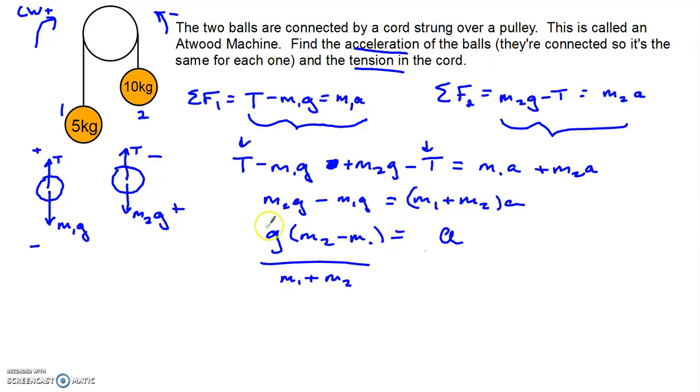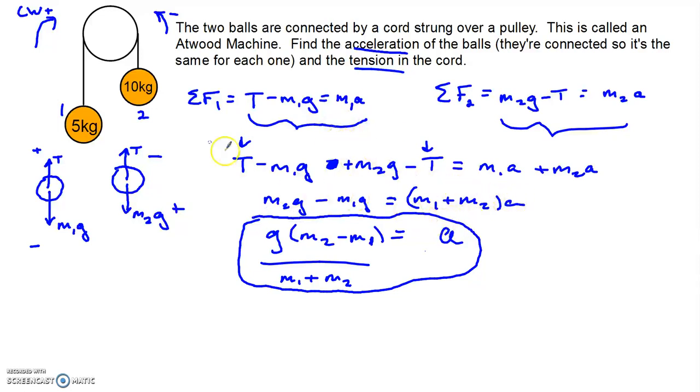So my acceleration is G times the difference in the masses, M2 minus M1, divided by the sum of the masses. This is the general solution for an Atwood machine, and you would do well to remember that so that you don't have to derive it each time. But if you're solving this problem, you'll need to show your work.